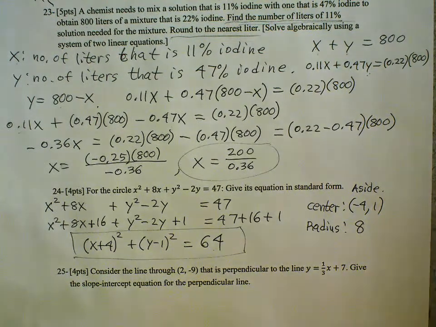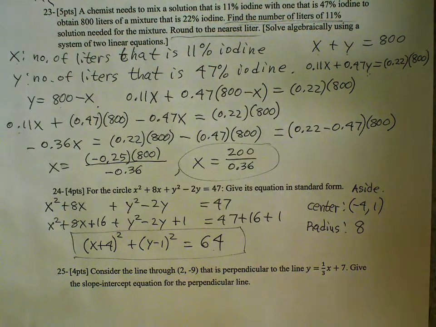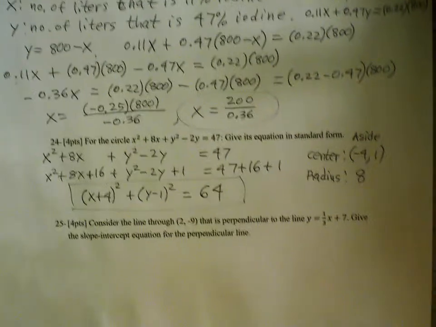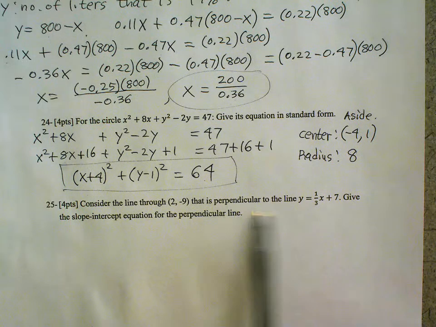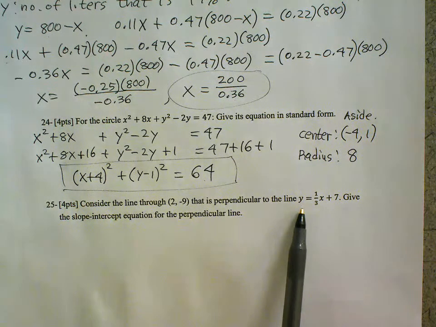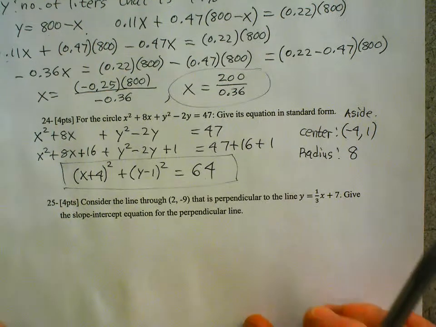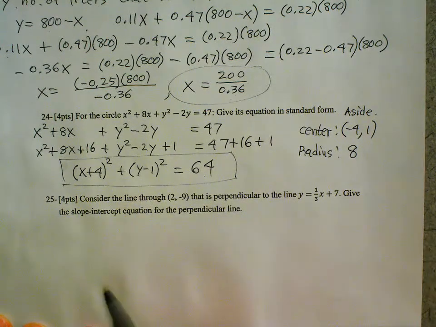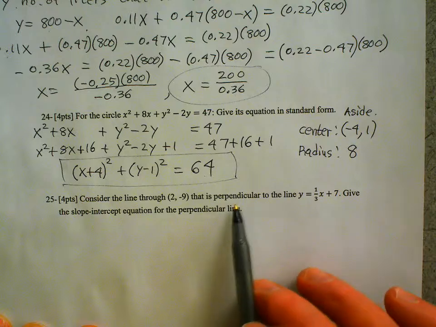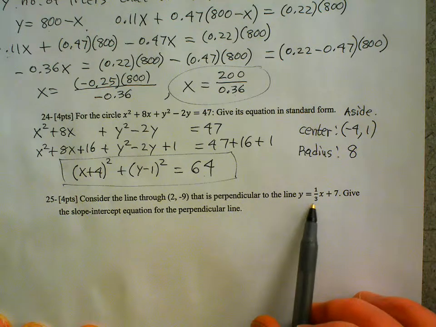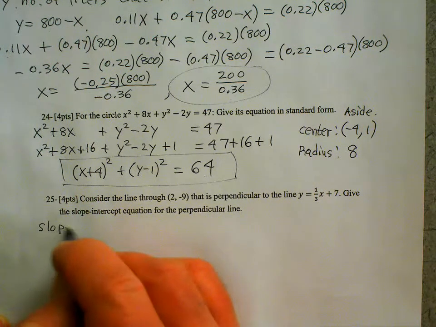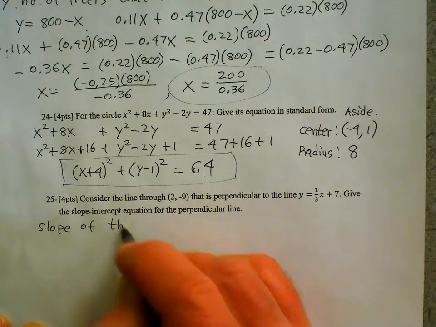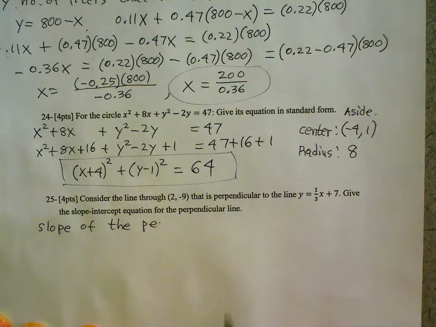Okay, and the next problem, number 25. Consider the line that passes through the point (2, -9), that is perpendicular to the line y equals 1/3 x plus 7. Two lines are perpendicular when their slopes are negative reciprocals. The slope of the given line is 1/3. So the slope of the perpendicular line is the negative reciprocal of 1/3.